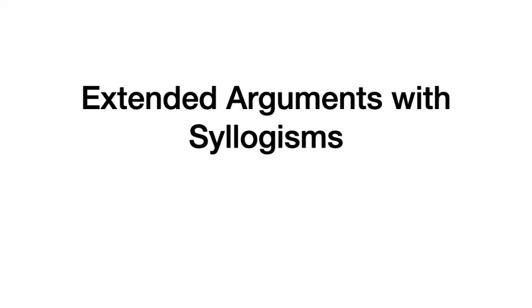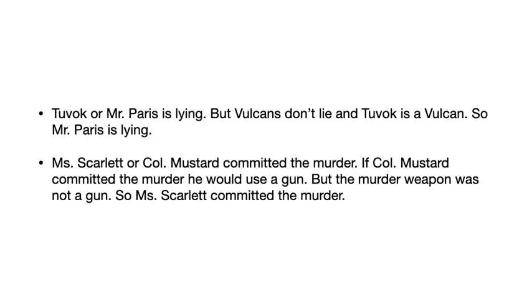Okay, so now after introducing those two things that go beyond categorical syllogisms, the disjunctive syllogism and the hypothetical or conditional syllogism, we're actually in a position where we can start using them to evaluate more complex arguments. We can now evaluate the arguments that I gave you earlier, right? Tuvok or Paris is lying, Vulcans don't lie, Tuvok is a Vulcan, so Paris is lying.